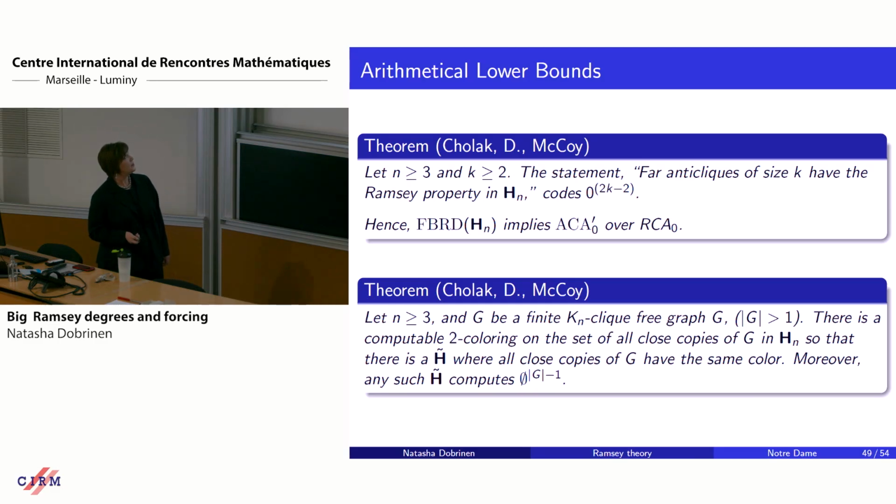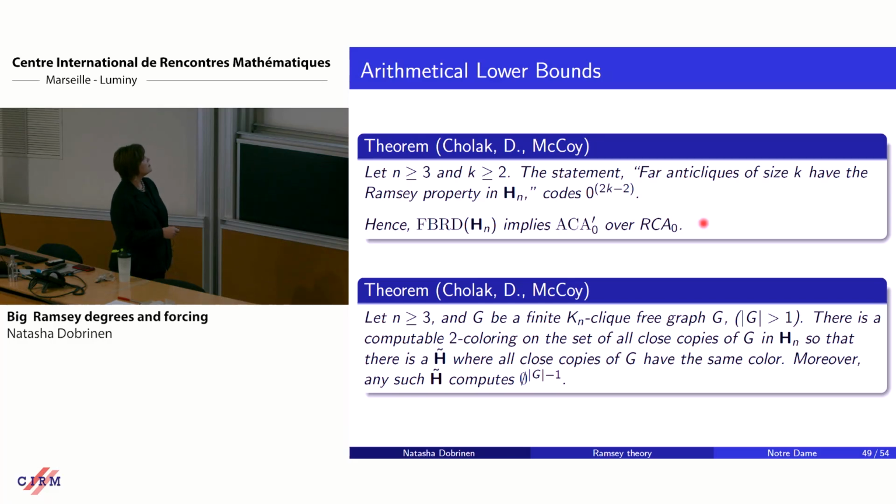And with Peter Cholak and Charlie McCoy, we extended that over to the coding trees, and we're able to do two things. These are lower bound arguments saying that you at least need this many Turing jumps to get finite Big Ramsey degrees for these particular structures.